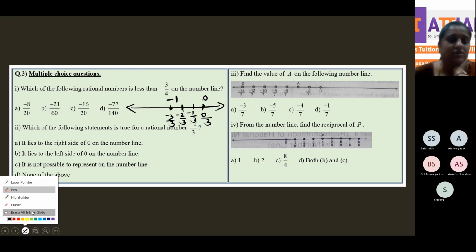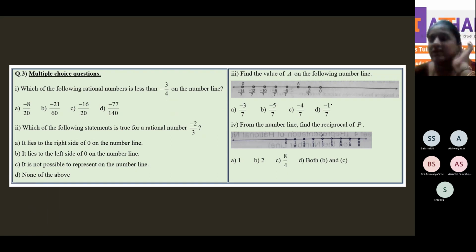All right. Next one, children. Find the value of A. C, ma'am. Anantika, C. Shreya, C, ma'am. Aishwarya, C. Okay. Anybody with a different answer?